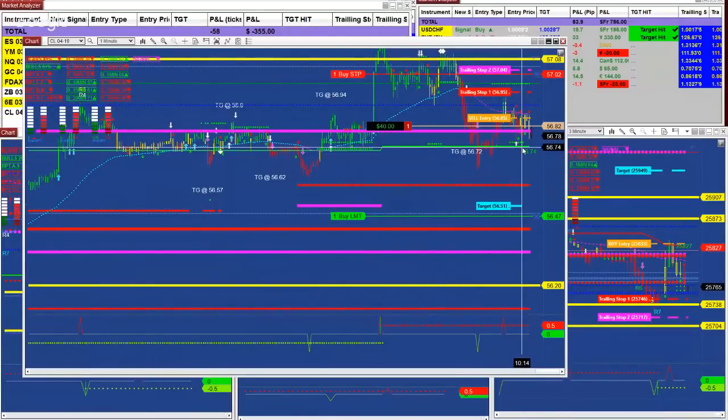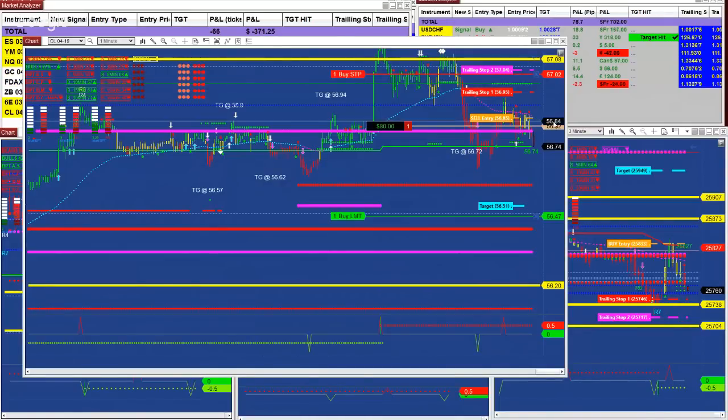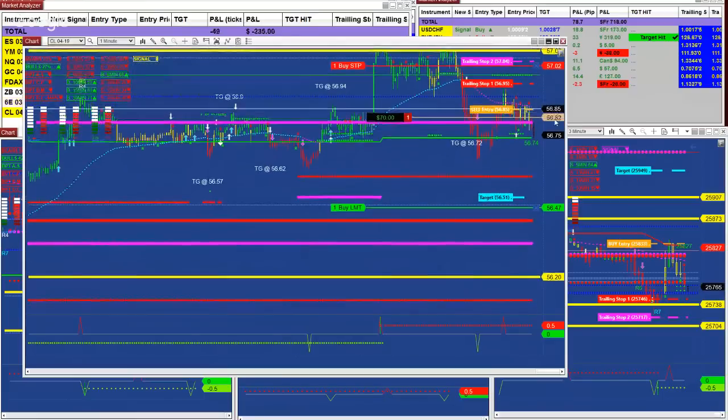Absolutely. I didn't have time to look at it, but sure, I will show you the 15 minutes. Especially for you because you trade Forex, so this is very important for you. Let me just cover the CL for those guys, and then I'll show you the 15 minutes.